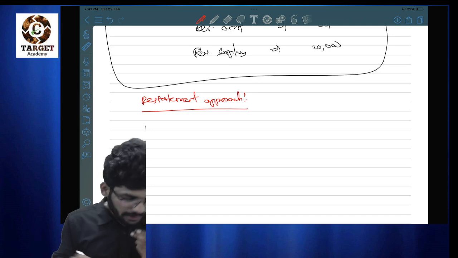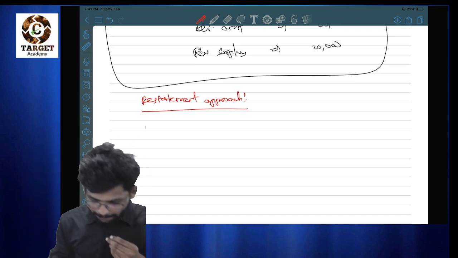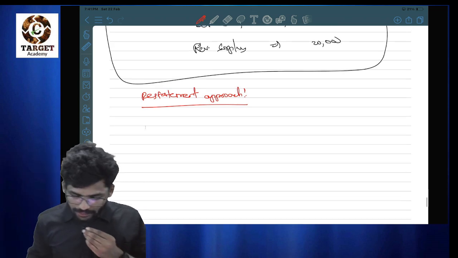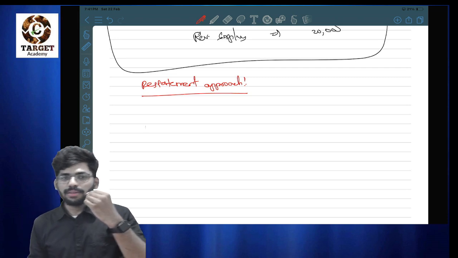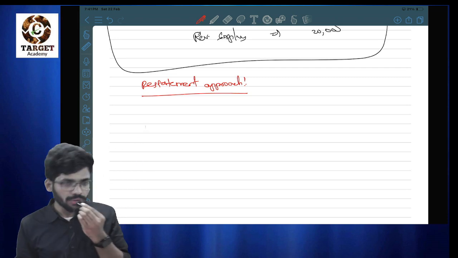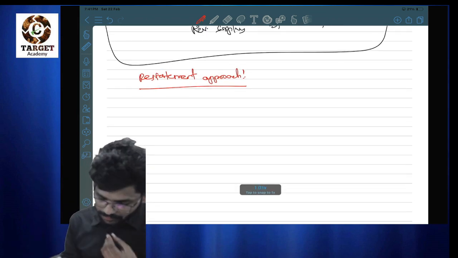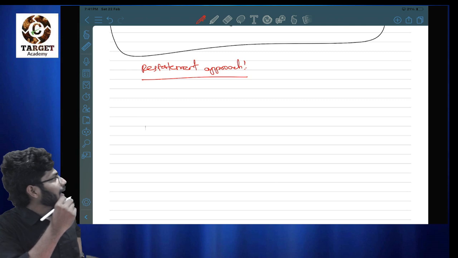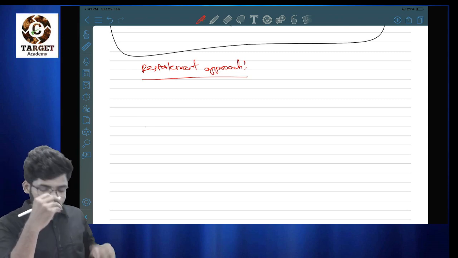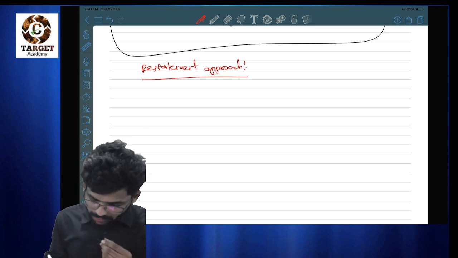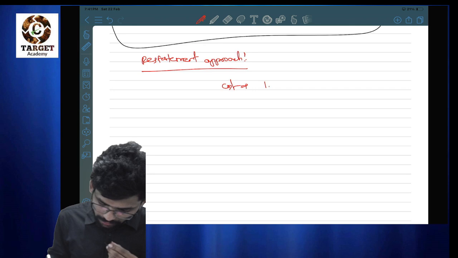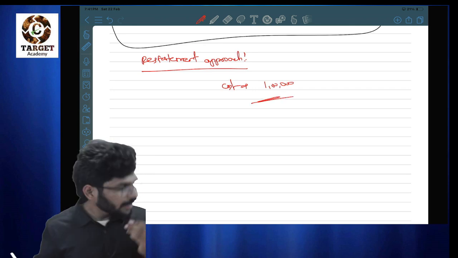Coming to the restatement approach. Please note down. Here, what is the gross carrying amount? Gross means nothing but cost. How much? 1 lakh. Clear? The cost is 1 lakh.